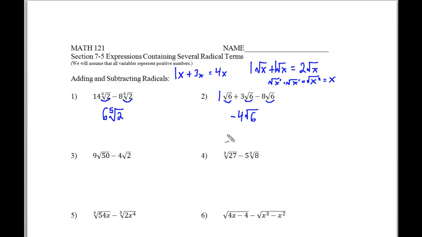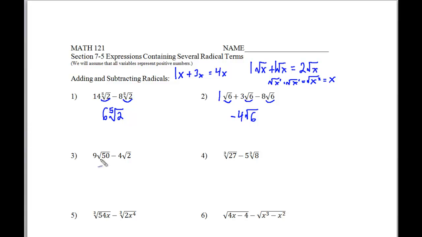Alright, looking down here, you'll notice that this is the square root of 50 and this is the square root of 2. There is no commonality between the square root of 50 and the square root of 2 right now, so we cannot combine this to make, let's say, 5 square root of 48 or 5 square root of 52 or any other kind of manipulation like that. We have to have the exact same number under the radical to get them to be simplified.